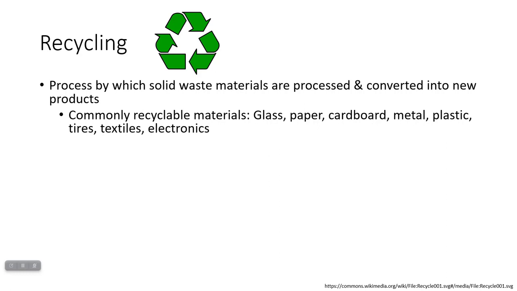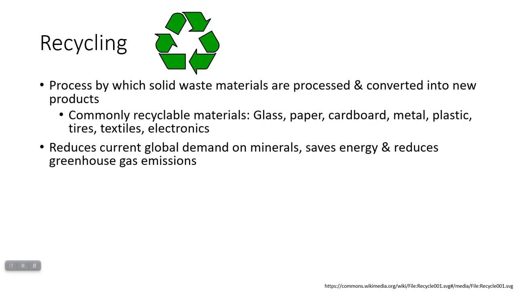Some of the more commonly recyclable materials are glass, paper, cardboard, metal, plastic, tires, though tires have to be recycled in a specific facility, textiles, those are things like cloth, rugs, anything made of fabric, and electronics. The best thing about recycling is that it can reduce our demand on producing new materials or locating new minerals or cutting down trees. All of that saves energy, which also can reduce greenhouse gas emissions.